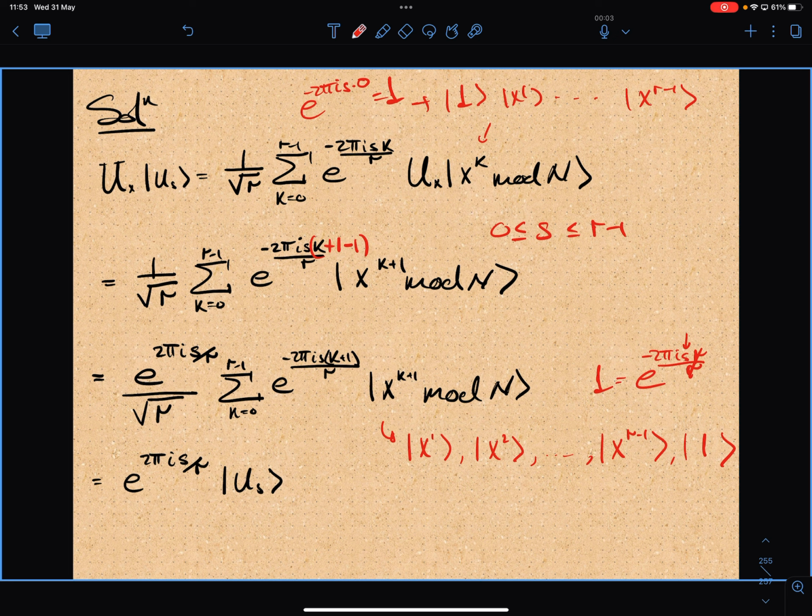And the punchline here is that in the phase of US, you have the r that you want, and that's what we want to extract. But the tricky thing is that we can only measure it up to a certain accuracy, so we're going to have to do more work to actually extract r. All right, that's it.